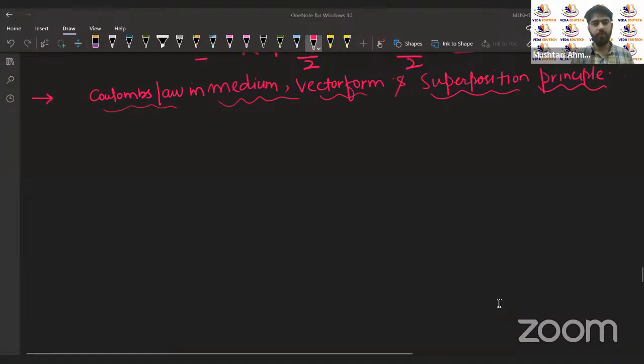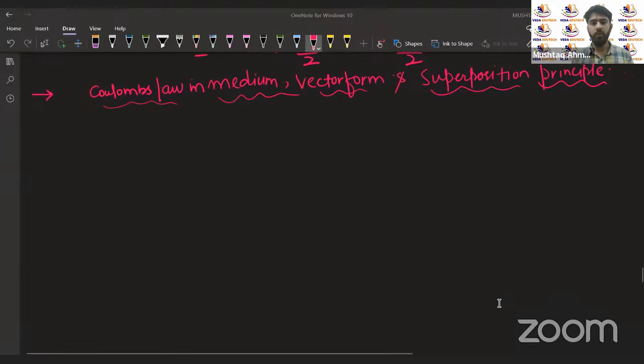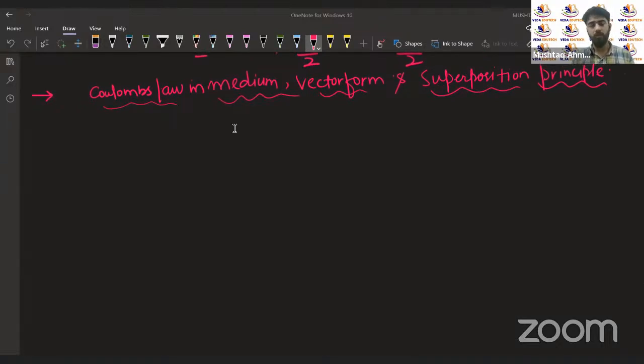So today in this lecture, we'll be discussing more about Coulomb's law, the vector form of Coulomb's law, and the superposition of different forces, particularly the superposition principle. When n number of charges are interacting with each other, how do we calculate the force acting on a single charge?